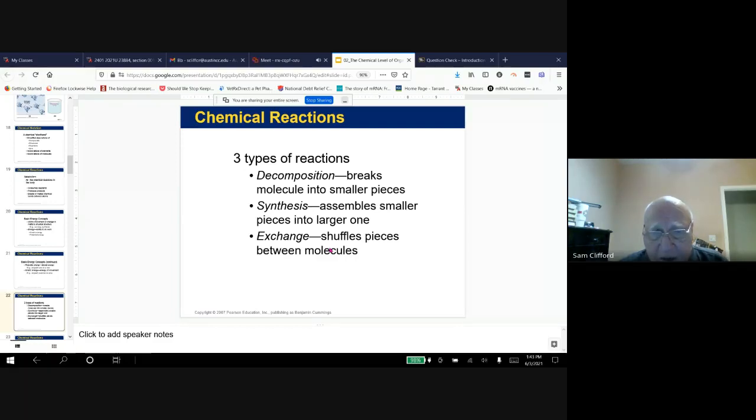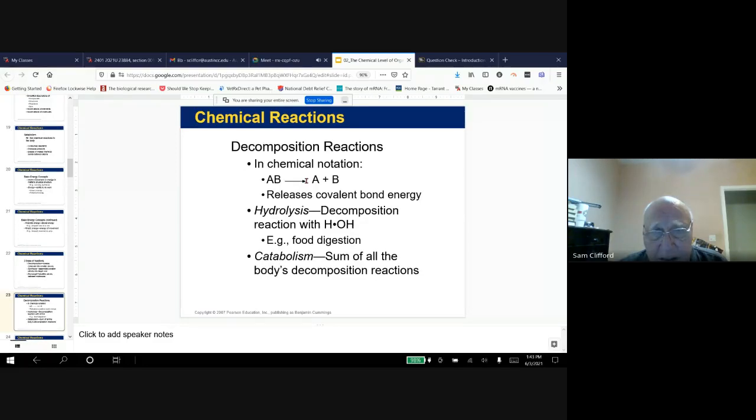I'm not going to ask any questions about this. You should just know this. Know about decomposition reactions, where a compound is split into two atoms. Hydrolysis is a reaction with water. Catabolism is all the decomposition reactions in the body.